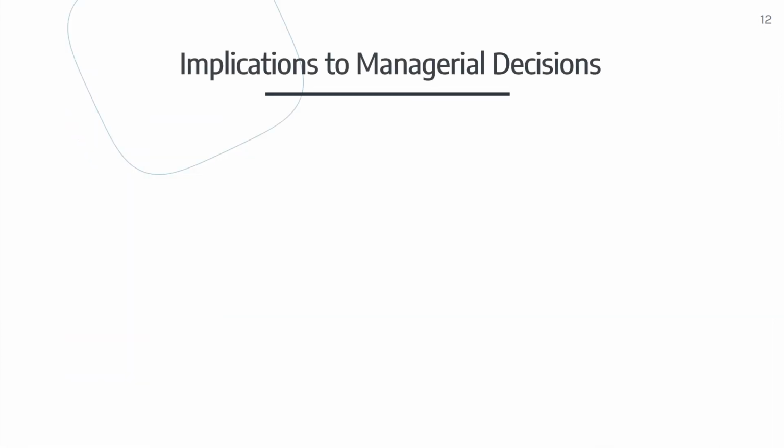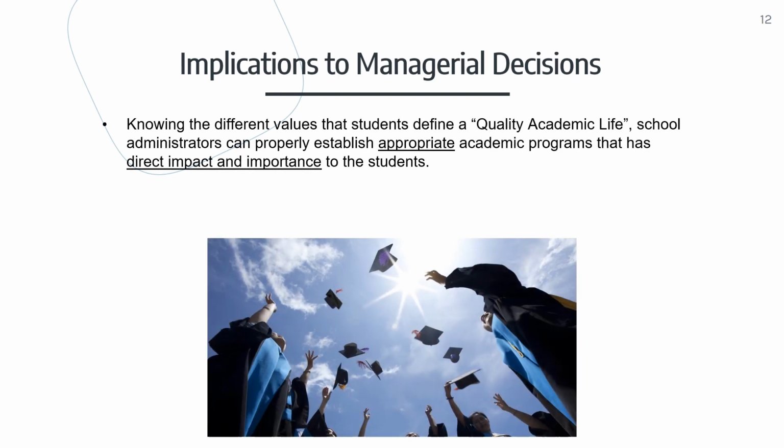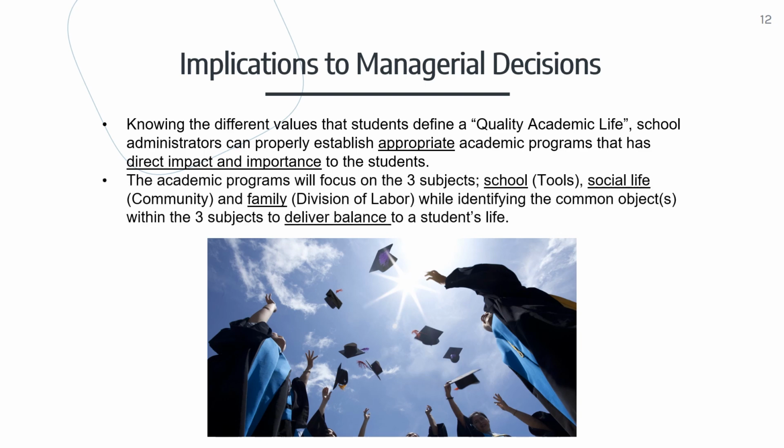There are 2 points where the study has implications to managerial decisions. First, knowing the different values that students define as a quality academic life, school administrators can properly establish appropriate academic programs that have direct impact and importance to the students. This can help academic programs know where to focus, and based on the study, should put emphasis on 3 subjects: the school or the tools, the social life or the community, and family or the division of labor, and at the same time identify the common objects within the 3 subjects to deliver balance to a student's life.